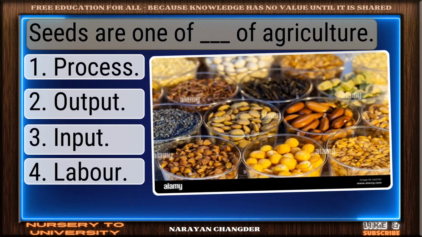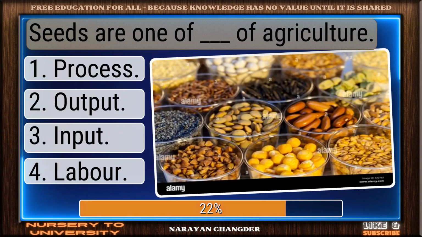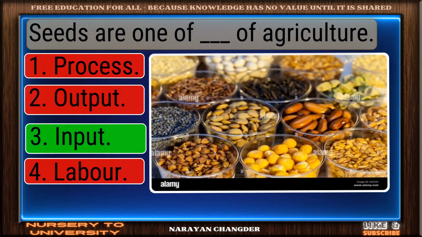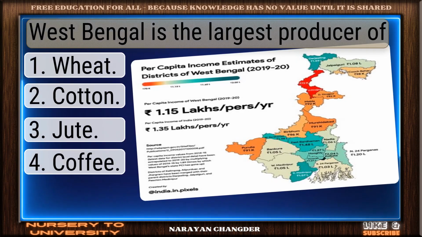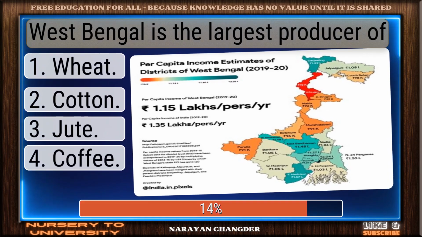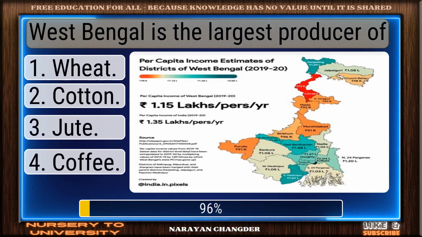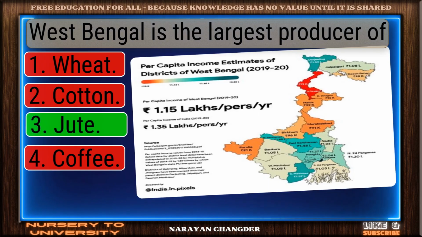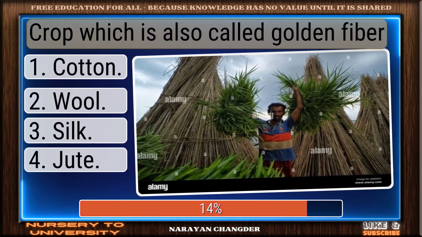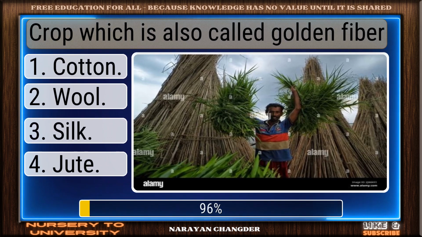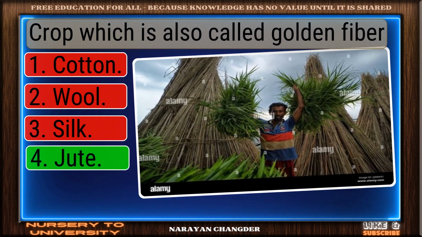Seeds are one of dash of agriculture. Solid response. Input is valid. West Bengal is the largest producer of... Great job. Jute is accurate. Crop which is also called golden fiber. Bravo. Jute is the answer.